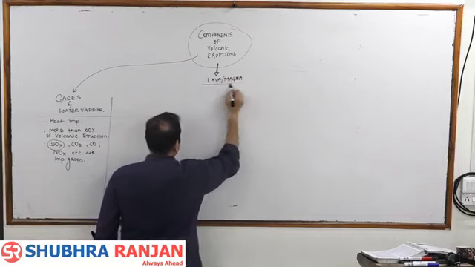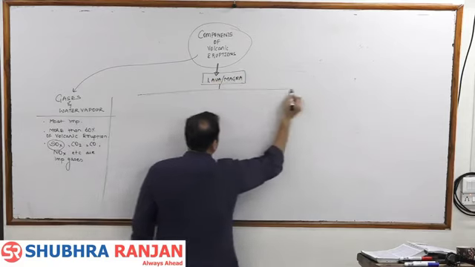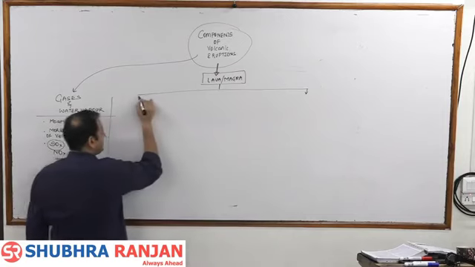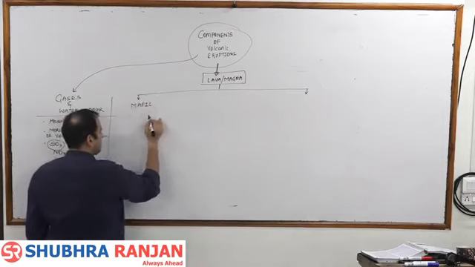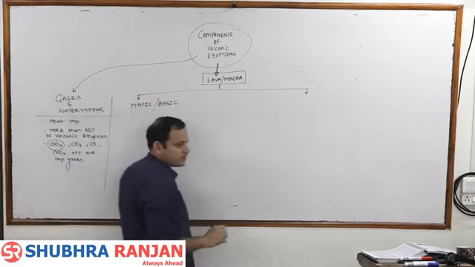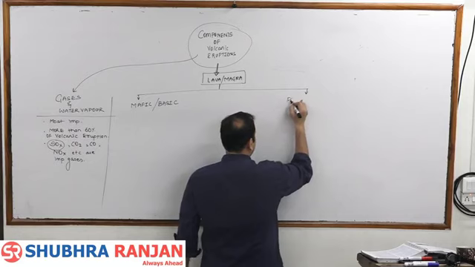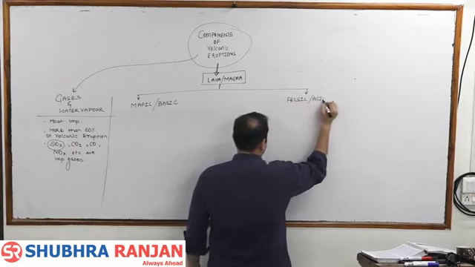अब समझ में आएगा अगर पहले इसमें कंफ्यूजन होगा तो. It is of two types, माफिक और बेसिक, and फेल्सिक और एसिडिक.